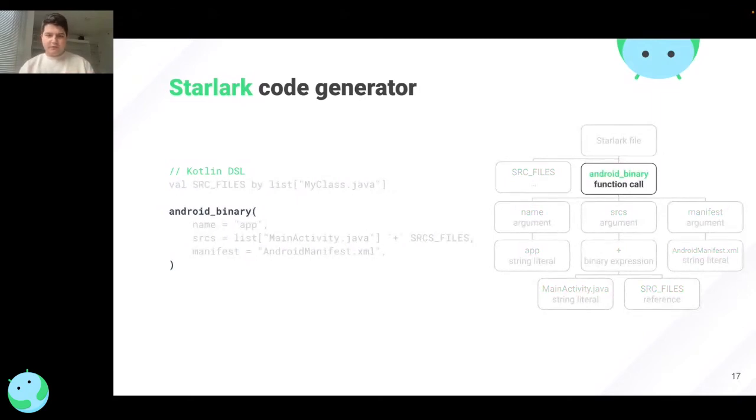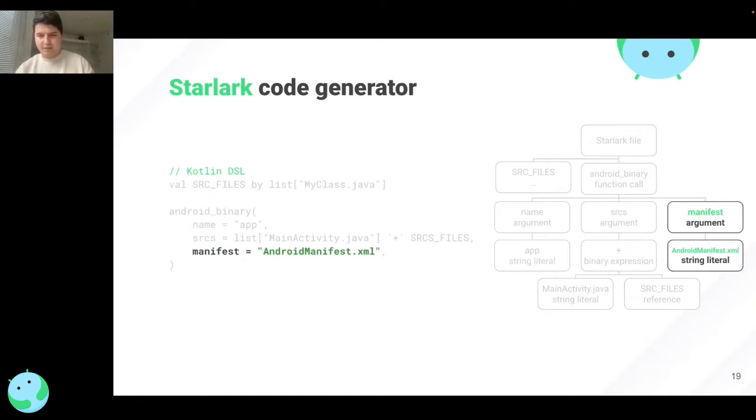Basically, first, as a node, we have, for example, our function call, which is android_binary, and for that we have a separate tree node, which we'll call function call, and its specific instance is android_binary. Then this function call has a name. So for name, we will have another node in our tree. And for the value, we will have, obviously, another node. Similarly, we can do for manifest, another argument which is called manifest, and its value AndroidManifest.xml.